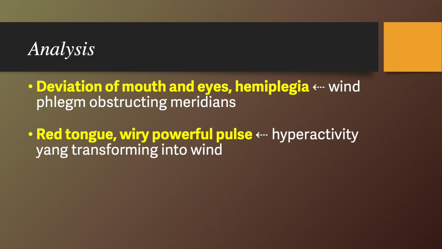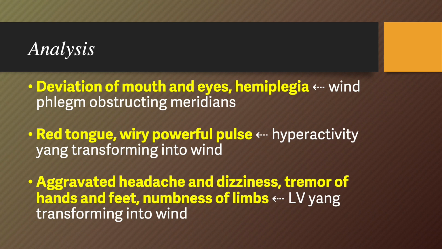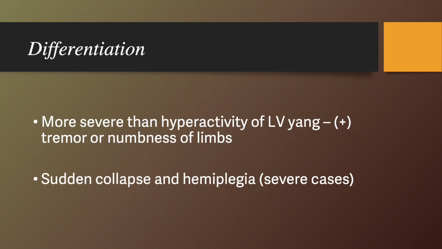With pre-existing hyperactivity of the liver yang, presence of aggravated headache and dizziness, tremor of the hands and feet, and numbness of the limbs can be identified as liver yang transforming into wind. These symptoms are warning signs of a stroke. Stroke-related symptoms including sudden collapse, unconsciousness, tongue stiffness, hemiplegia, and phlegm sounds in the throat can be life-threatening.